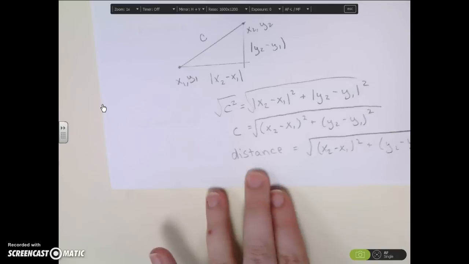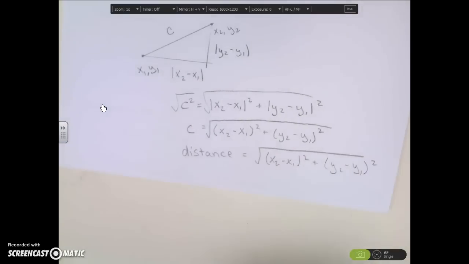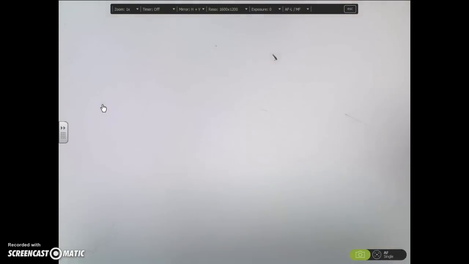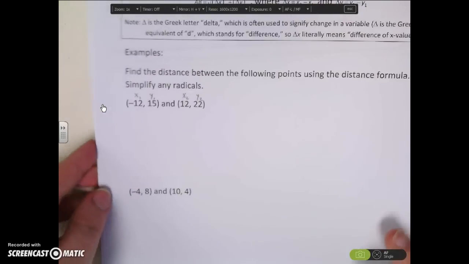We love it. It's our best friend. It's really easy to use. I highly recommend knowing it. It's all over the SAT. It's a good thing because sometimes we'll give you really hideously ugly numbers.